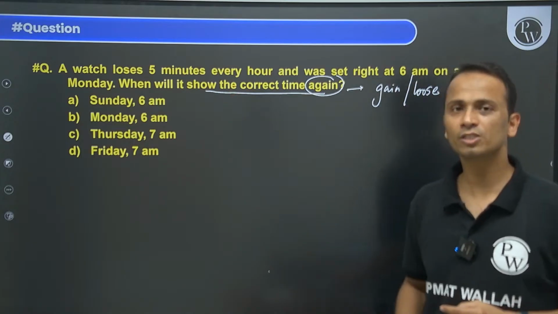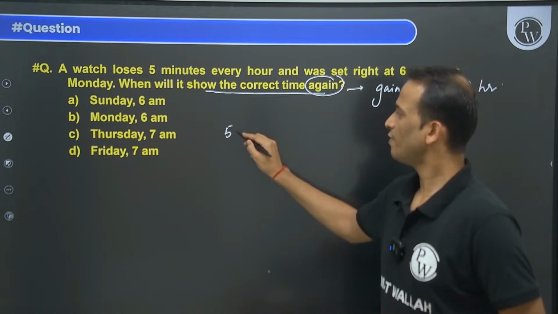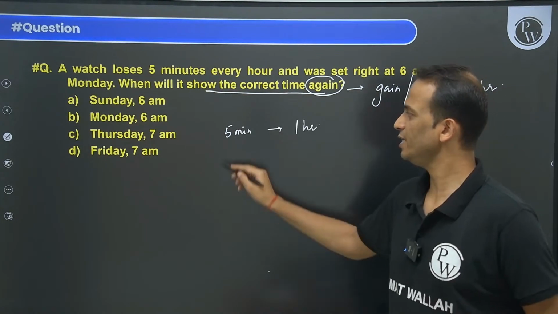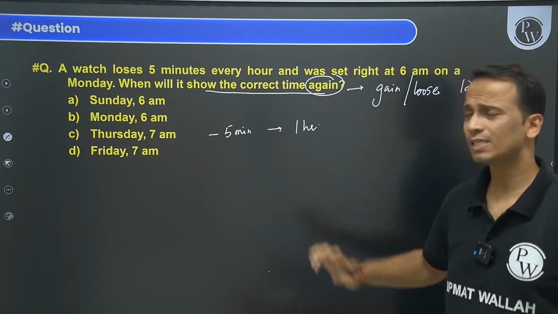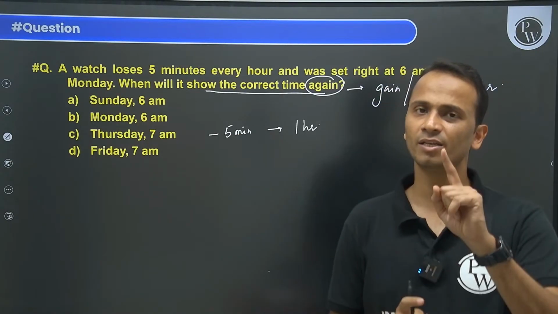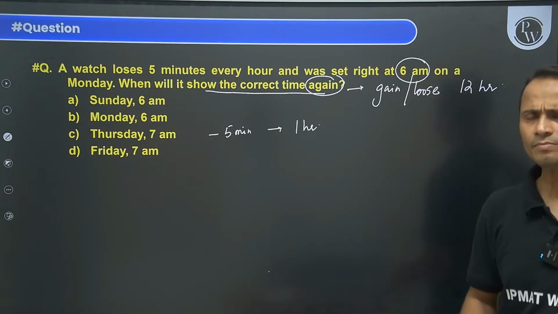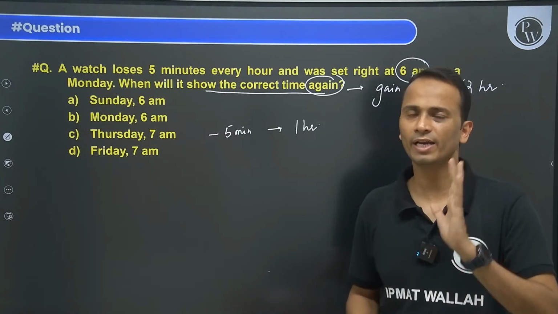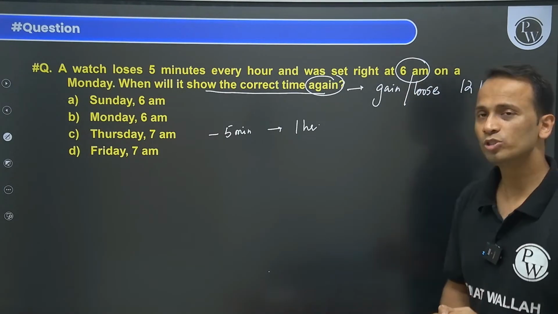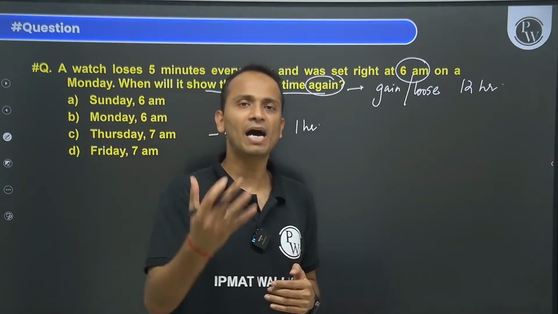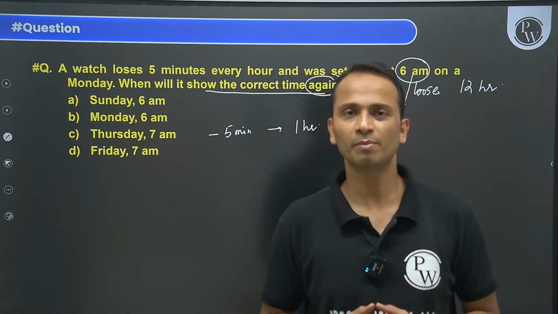Now this clock is losing 5 minutes in 1 hour, right? So it is losing, मैंने minus लगा दिया, it is losing 5 minutes in 1 hour. ठीक है. And it is set correctly at 6 AM. 6 AM on Monday इसको correctly set कर दिया. अब मुझे find out करना है कि 6 AM मंडे के बाद ये दोबारा से करेक्ट टाइम कब शो करेगी.